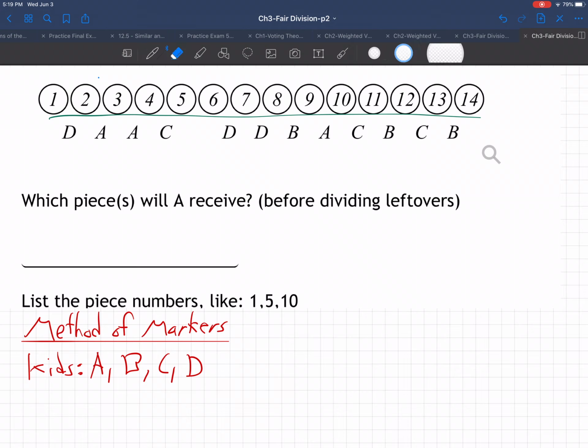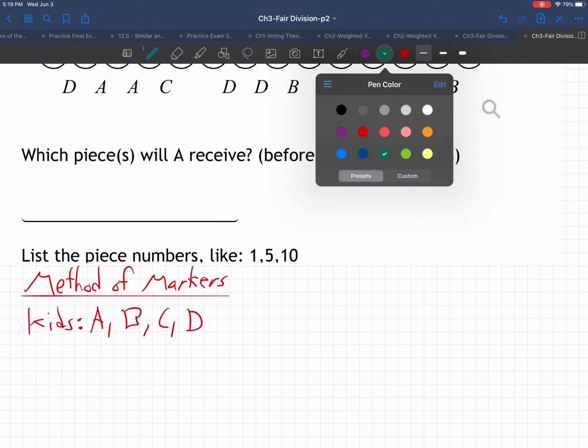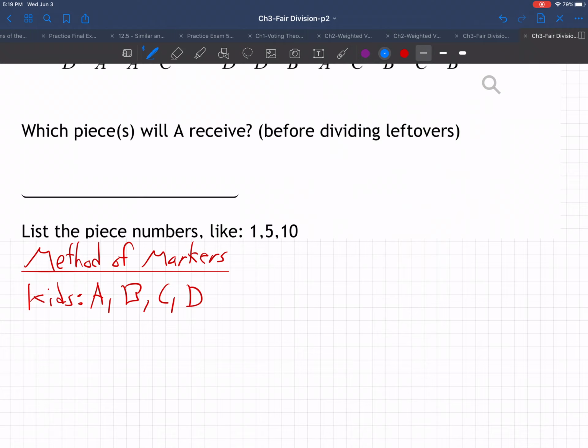Well, this one's the method of markers. It's really useful when you have a bunch of different objects that are what we call discrete. They're separate. It's not one big connected cake or pizza. That's continuous. This is discrete, discontinuous. It's 14 separate items. Okay, so how do we do the method of markers? Let me give you the steps, because it's a little tricky.